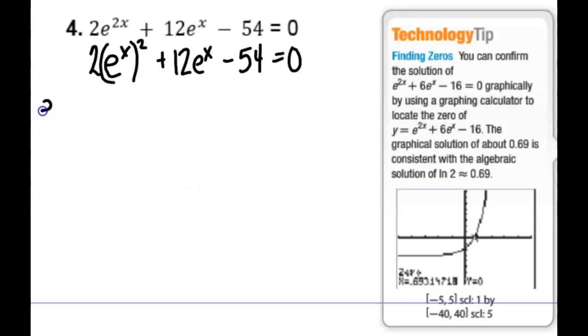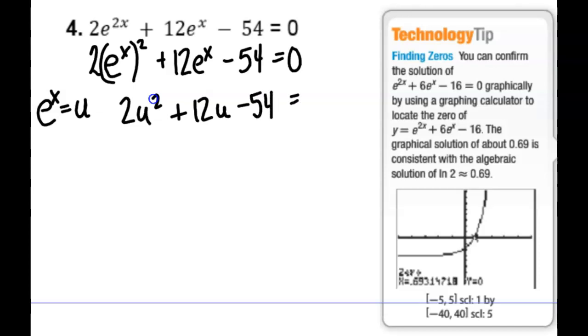Okay, we can substitute first. So we're going to say e to the x equals u. I don't know why they call them u substitution problems, even back when I was in school. But you could really use any variable, but they call them u substitution. 2u squared plus 12u minus 54 equals 0. What I was meaning when I said something we could do right away, yeah, we could take a 2 out of all this. We'd have u squared plus 6u minus 27.